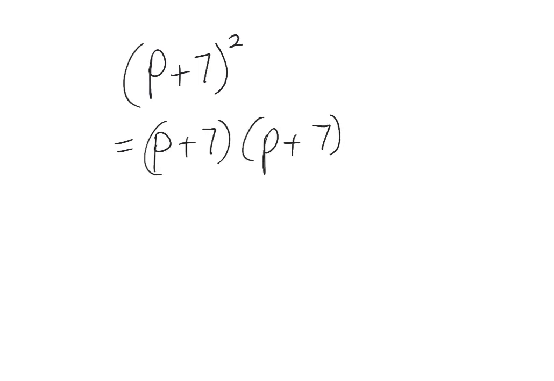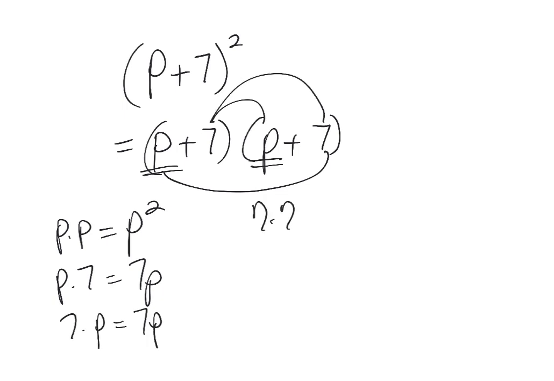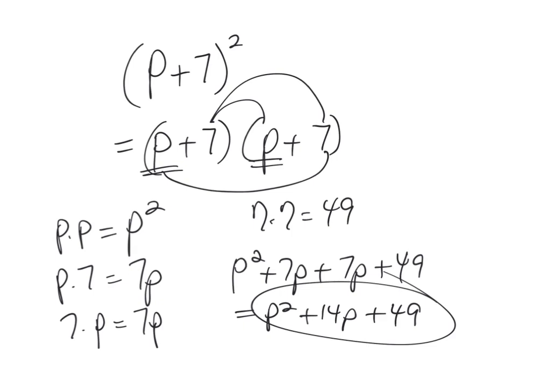What if someone says p plus 7 squared? Well, that's the same thing as p plus 7 times p plus 7. So you do the first terms, p squared, because that's p times p. And then the p times 7 is 7p. And then this p times 7 again is 7p. And then 7 times 7 is 49. So you have p squared plus 7p plus 7p plus 49, which is equal to p squared plus 14p plus 49. That's how we will do this last problem.